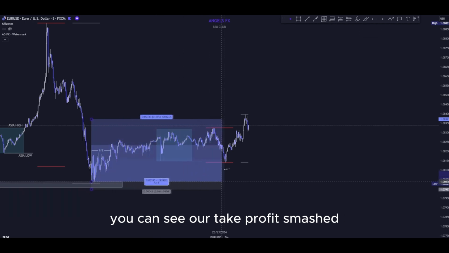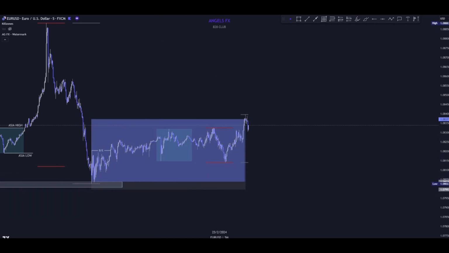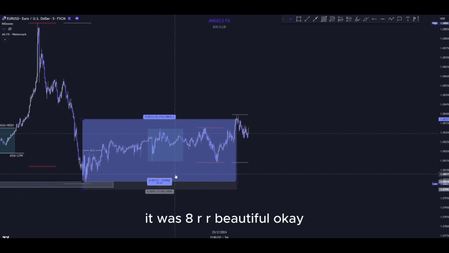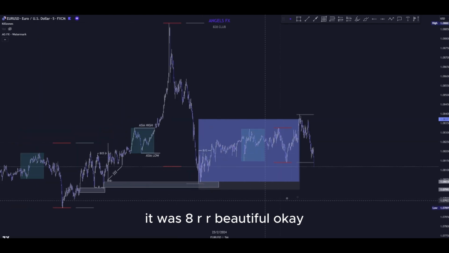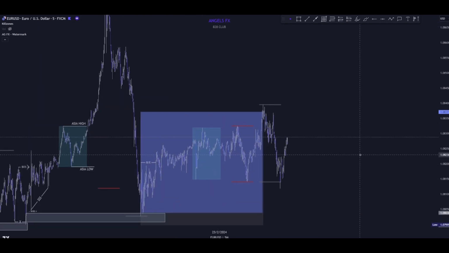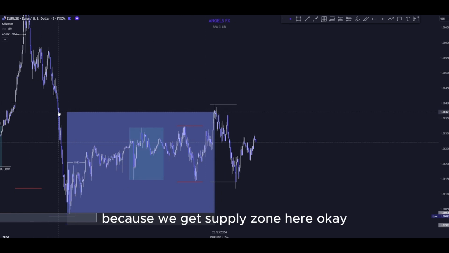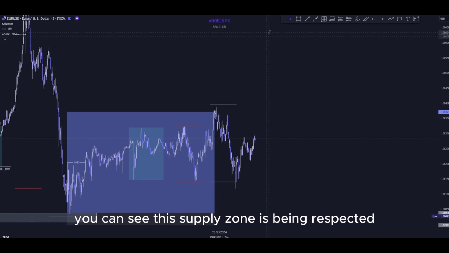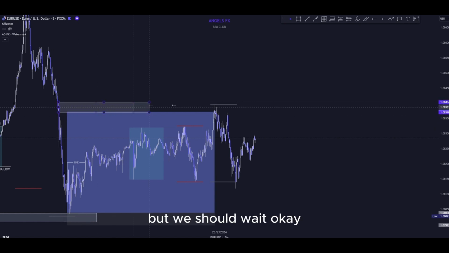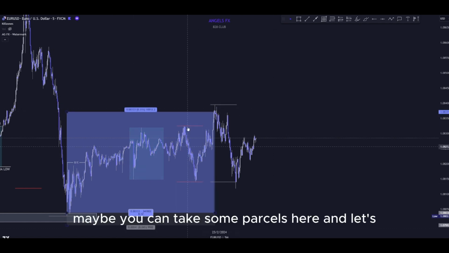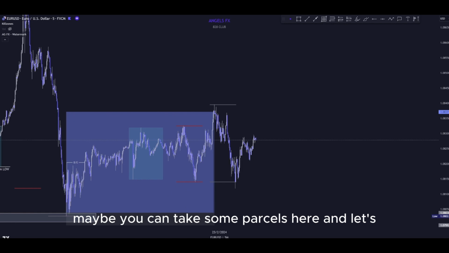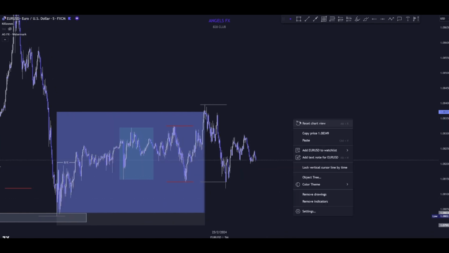You can see our take profit smashed. It was 8RR, beautiful. Okay, and why is price giving us reaction? Because we had a supply zone here. Okay, you can see this supply zone is being respected, but we should wait. Okay, maybe you can take some partials here and let the other one run.